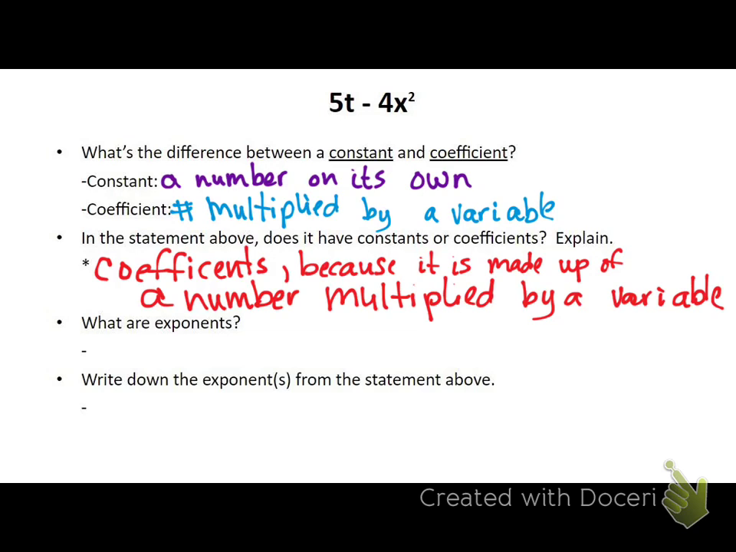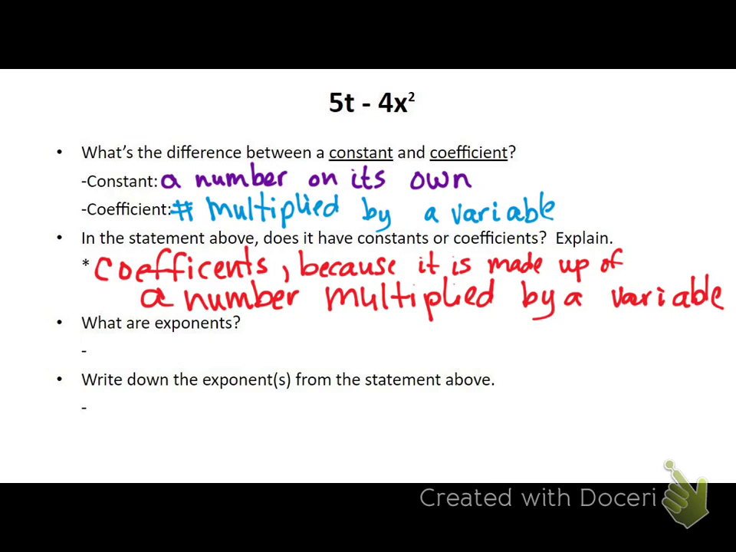Okay, so the biggest thing to remember, terms are made up of constants, coefficients, and possibly just variables, okay? But then each term you have to be able to identify. Like we have 2 terms, 5t and 4x squared are both considered terms. But what kind of terms are they? They're coefficients.